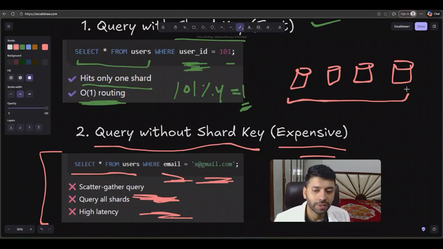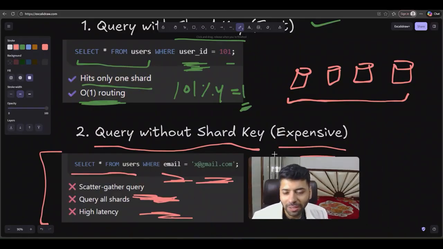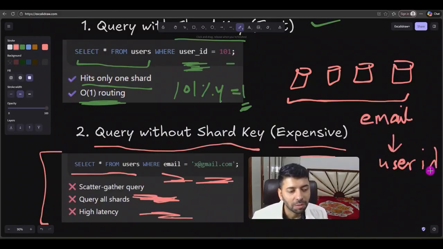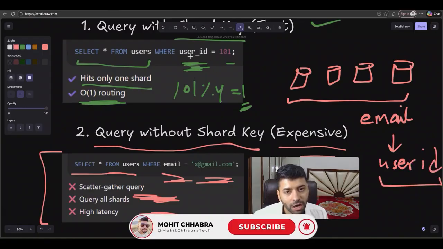That would be the worst case scenario. But you could also do some optimizations on top of it. For example, you have maintained the mapping. So there is an additional mapping, or additional index service, that you have maintained, through which you get the mapping from email to the user ID. So once you get the user ID from that mapping, from the email, then you simply can find out the shard, because your user ID is the shard key.